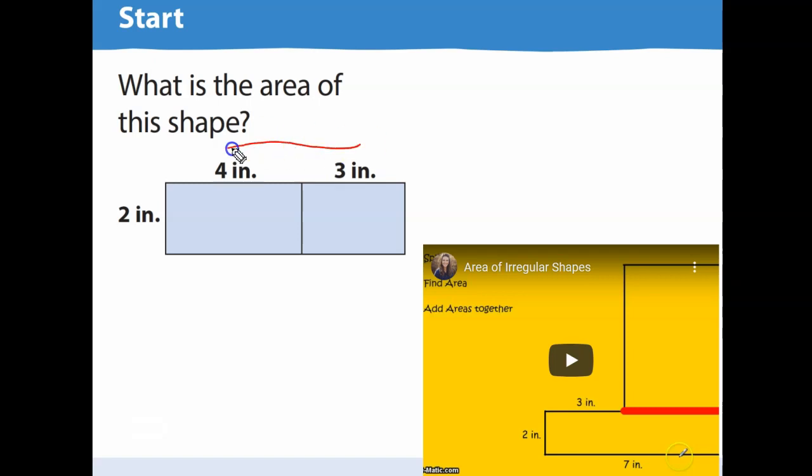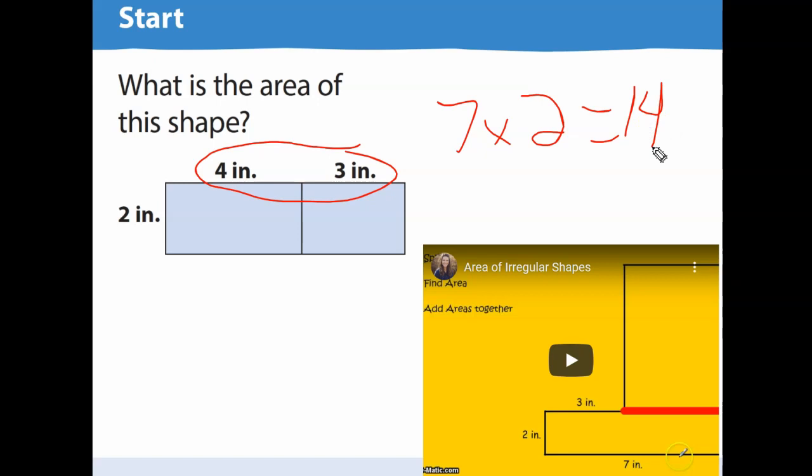So you added both of these, right? Okay, so what's four plus 3? 7. Okay, what was the width? 2. So it's 7 times 2. Would you agree? Disagree? What's 7 times 2? 14. So the area is 14.